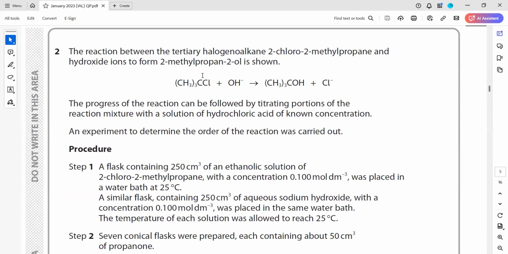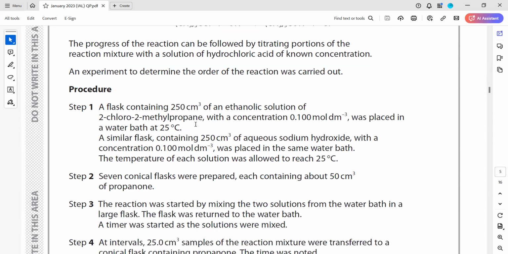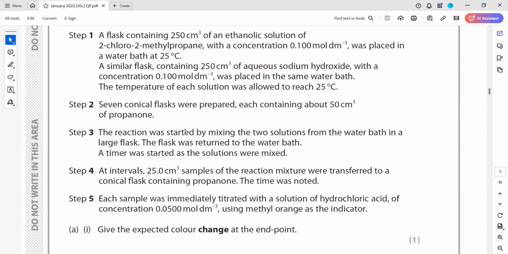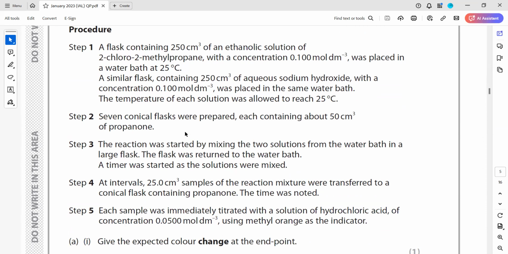Question 2. The reaction between the tertiary halogenoalkane 2-chloro-2-methylpropane and hydroxide ions forms methylpropan-2-ol as shown. The progress of the reaction can be followed by titrating a portion of the reaction mixture with a solution of hydrochloric acid of known concentration. An experiment to determine the order of the reaction was carried out. The procedure: a flask containing 250 cm3 of ethanolic solution of 2-chloro-2-methylpropane.